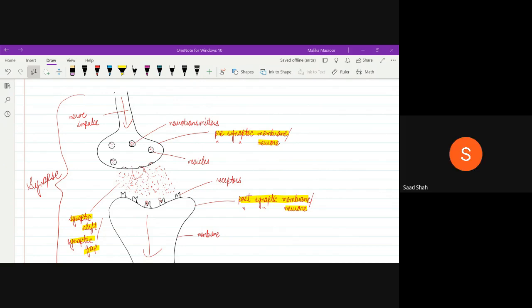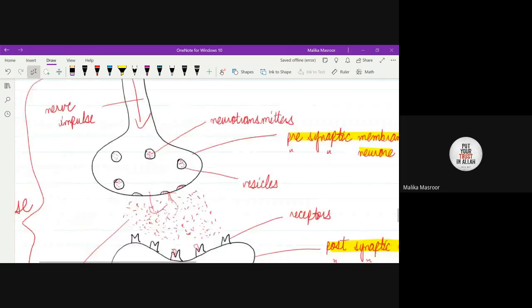What is a vesicle? A vesicle is basically a sac-like structure that contains neurotransmitters. Okay, it's any sac-like structure. Now, in this case, it contains a neurotransmitter. It can also contain some hydrolytic enzymes.